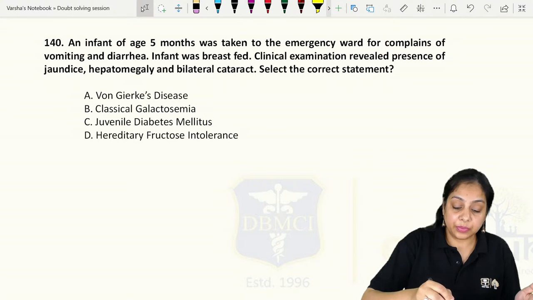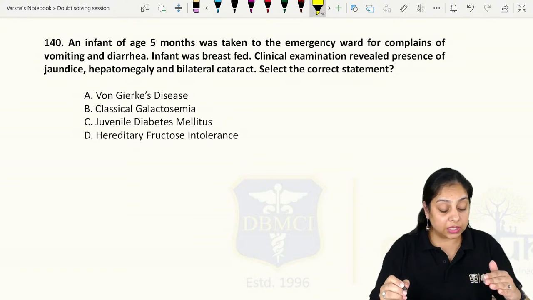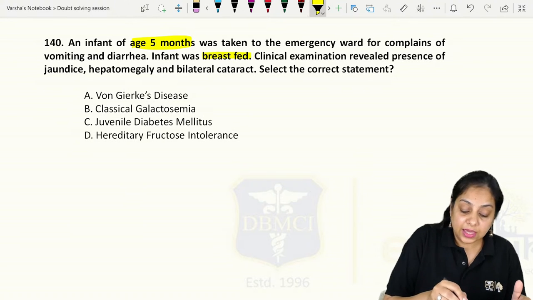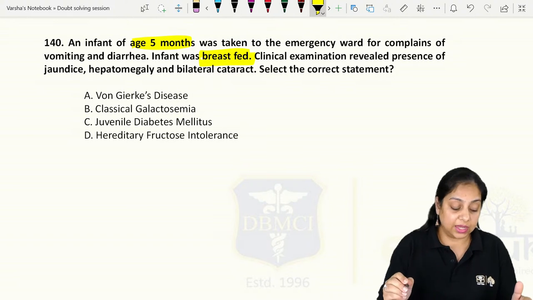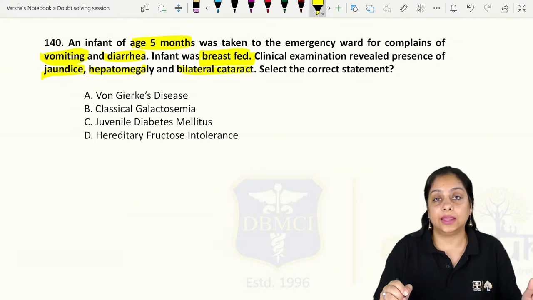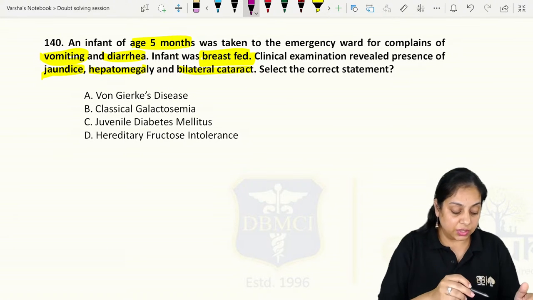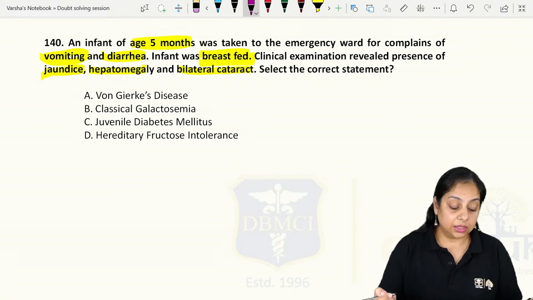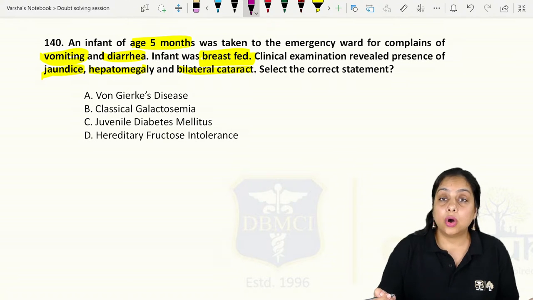This is a very simple question for you, but most of you get confused because there are so many things in there. An infant of 5 months, who was breastfed. Clinical examination shows vomiting, diarrhea, jaundice, hepatomegaly, bilateral cataract. Can anybody tell me the correct choice for this question? Whether the baby is suffering from von Gierke disease, classical galactosemia, juvenile diabetes mellitus, or hereditary fructose intolerance. We have four choices.